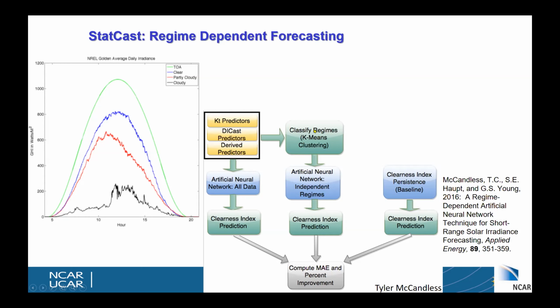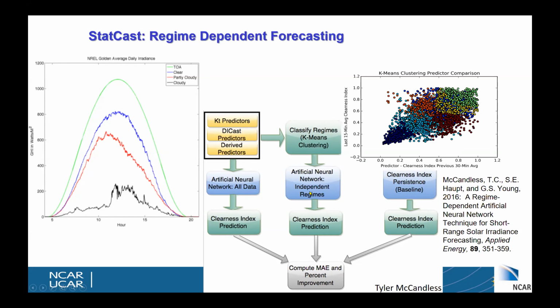Then we also look at having a neural network using all data that predicts a clearness index, easy to translate back to the GHI that hits the atmosphere. But we can also look at classifying into regimes using a k-means clustering algorithm before sending to the neural net so that we're able to separately train these independent regimes.